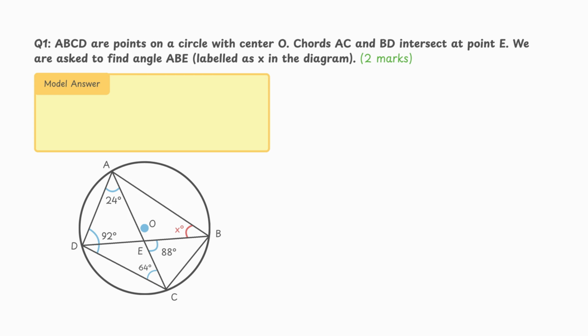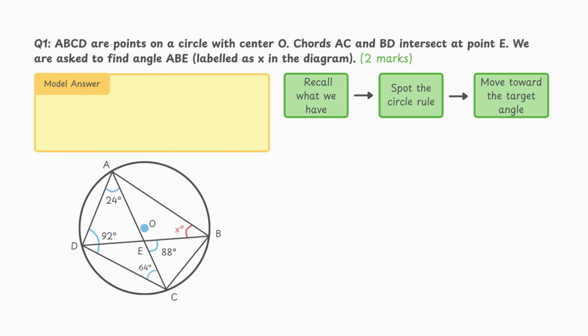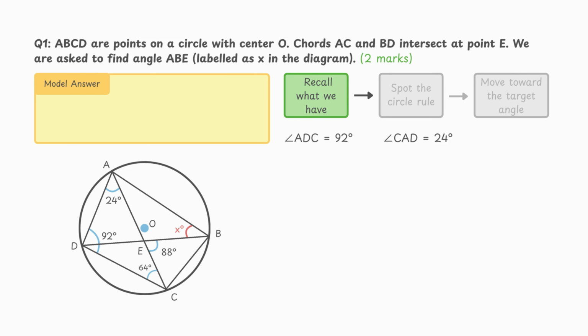Now let's complete the solution and bring everything together step by step. We already found an important angle earlier. Angle ACD is equal to 64 degrees. Now, this is the key to unlocking the final answer. Let's continue by following the structure shown. Step 1, recall what we have. Angle ADC is 92 degrees and angle CAD is 24 degrees. So we use the triangle angle sum rule. 24 plus 92 plus angle ACD equals 180. From this, we found angle ACD equals 64 degrees.